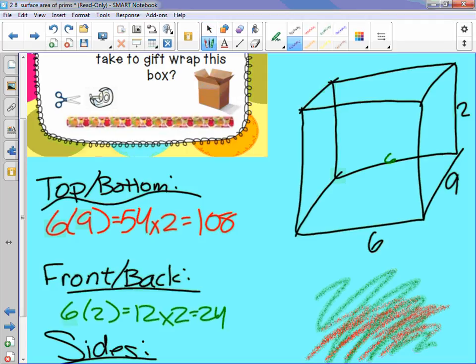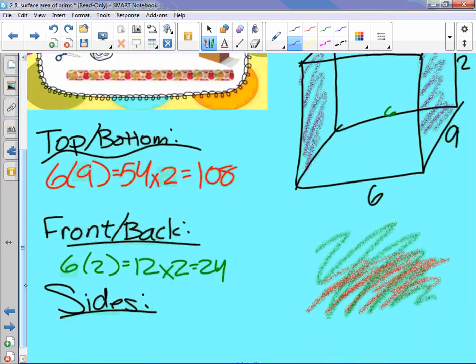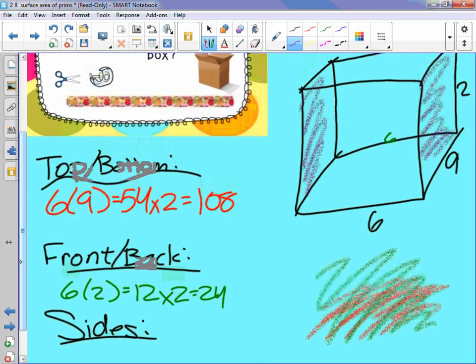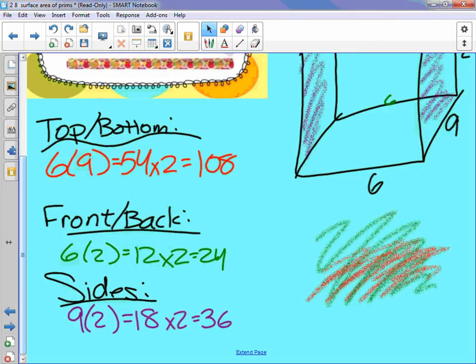And then you have your sides. 9 and 2, 18. Purple. Purple's better than yellow. Trust me, I did yellow earlier and it killed all of our eyes, so we had to change it. Lesson learned. So you have your two sides. How do you find the area of one of your sides? 9 times 2 is 18. Times 2 is 36. Questions?